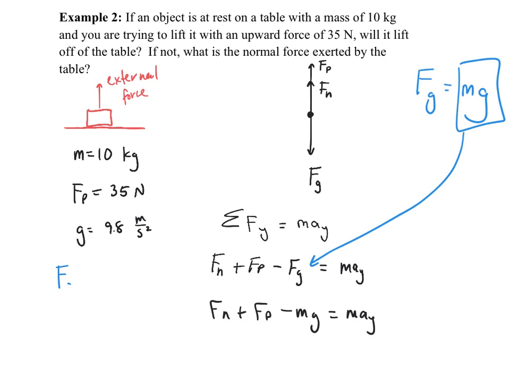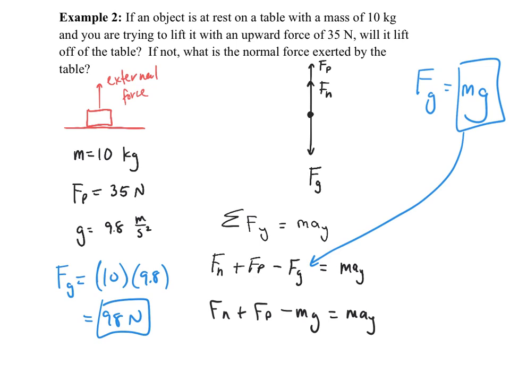Fg is mass times gravity, which is 10 times 9.8. So the weight of this object is 98 newtons. Give me another minute of your time, please. The weight of the object is 98 newtons. But what was my applied force? Only 35. I am weak. I am not strong enough to lift this off the ground. I only applied 35 newtons, and yet it weighs 98. So is it going to move off the table? If I'm not applying enough force, will it move?